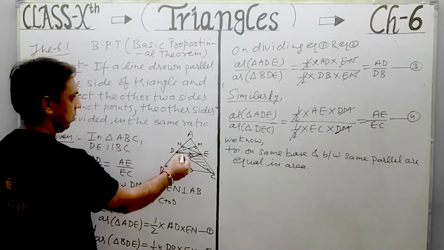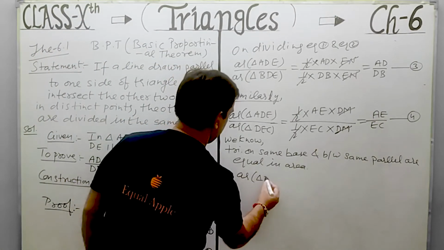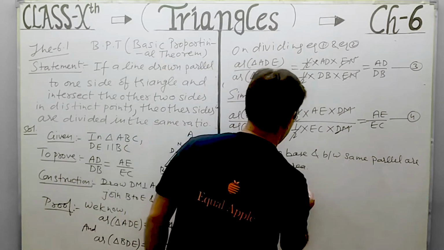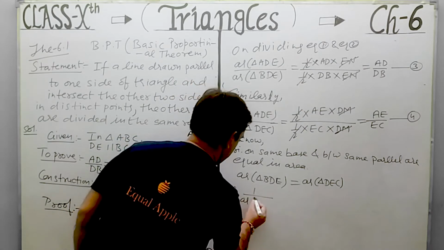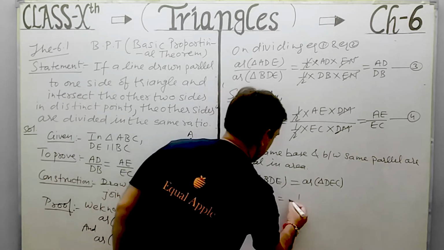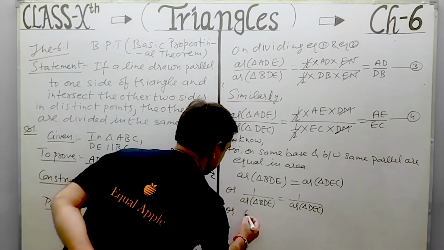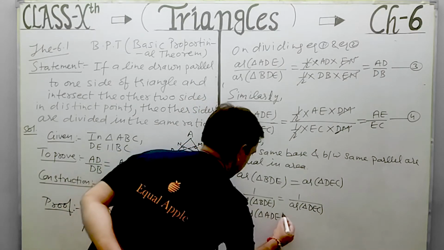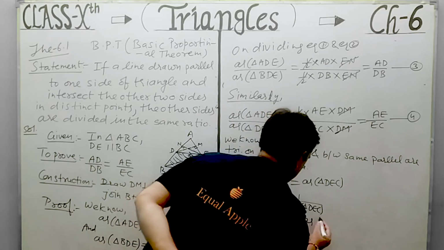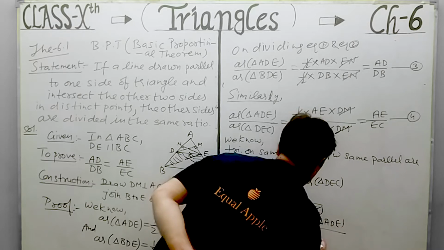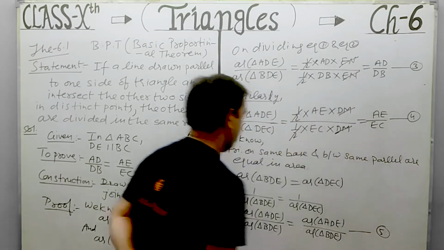So here we can see these two triangles having the same base DE and the same parallel DE parallel to BC. So we can write area of triangle BDE equals area of triangle DEC, or we can write it as 1 upon area of triangle BDE equals 1 upon area of triangle DEC. Or we can multiply by area of ADE on both sides: area of triangle ADE upon area of triangle BDE equals area of triangle ADE upon area of triangle DEC. This we can call equation 5, right?